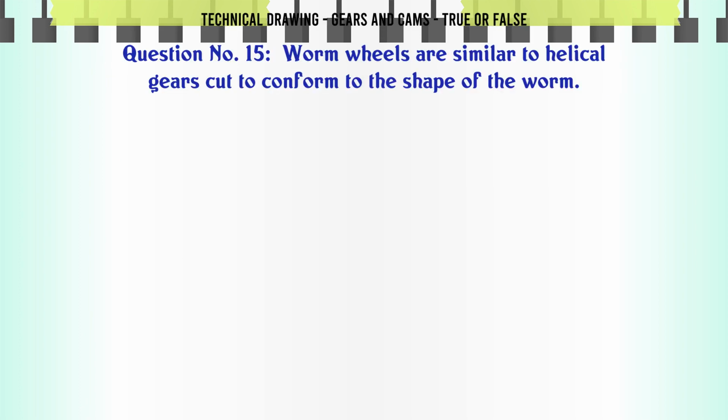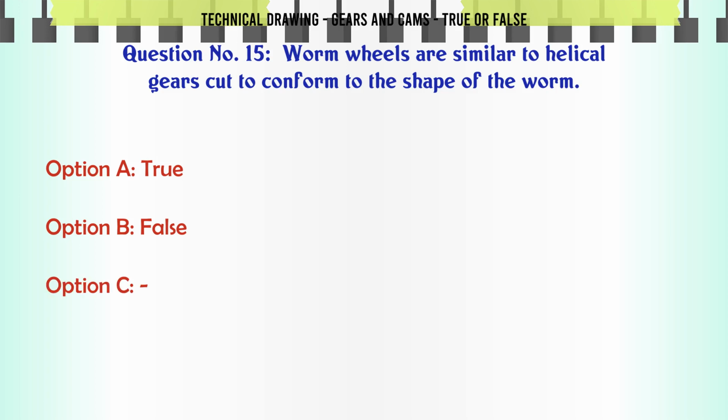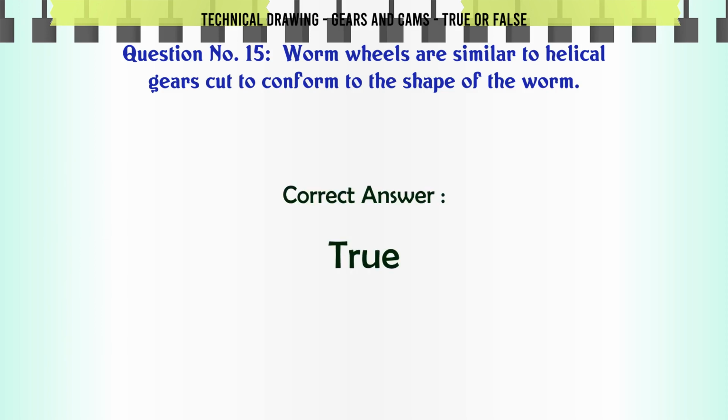Worm wheels are similar to helical gears cut to conform to the shape of the worm. A. True. B. False. The correct answer is true.